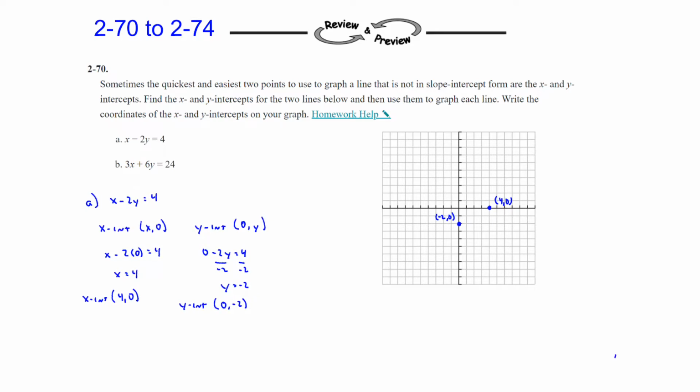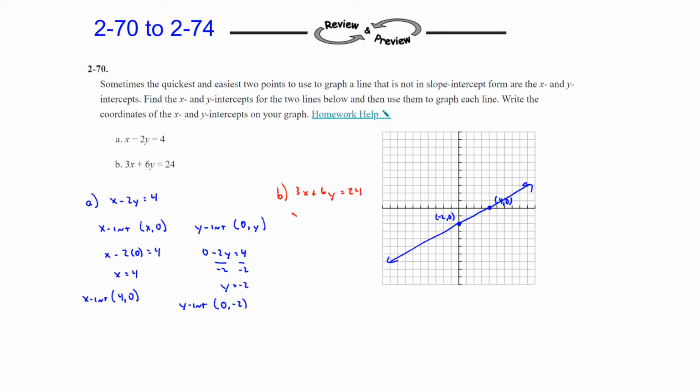And using a straight edge, sorry about that, using a straight edge, you should be able to graph a nice line between those 2 points. Equation B, 3x plus 6y equals 24.